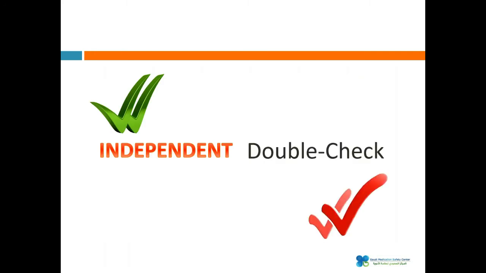Independent double check. I've already spoken about the importance of the independent double check. It is vital that it is a double check, and it's vital that it's done independently. So two nurses do not look at the same ampule together, and nor does one nurse just give another nurse their badge number so that they can just authorize things without actually doing the independent double check. Next slide.